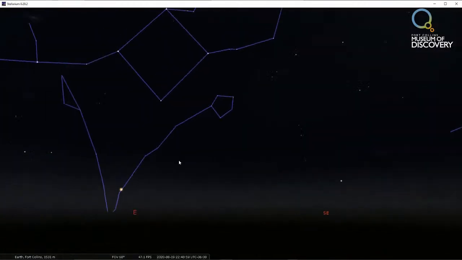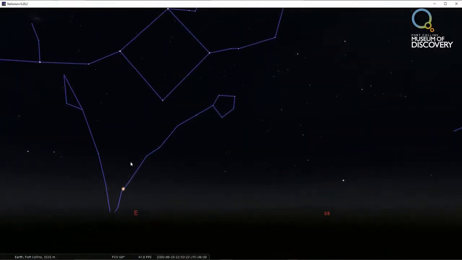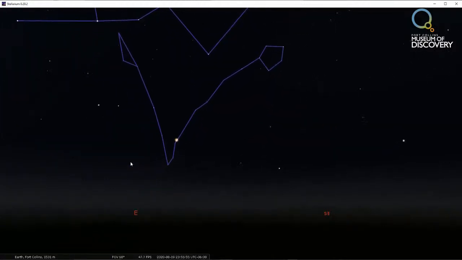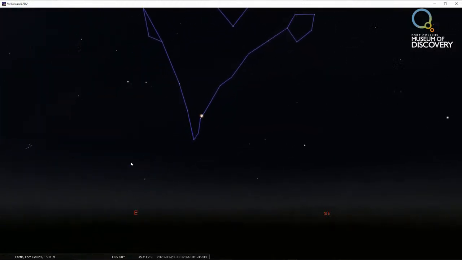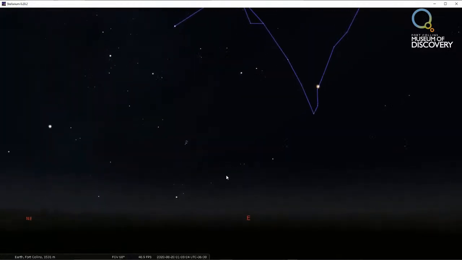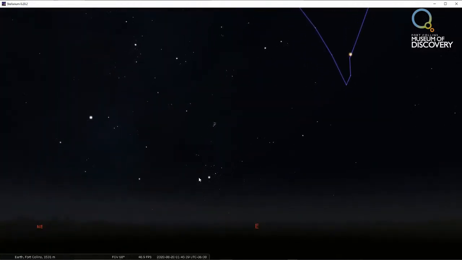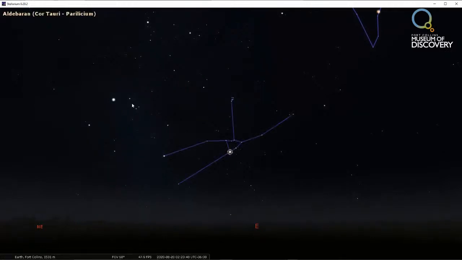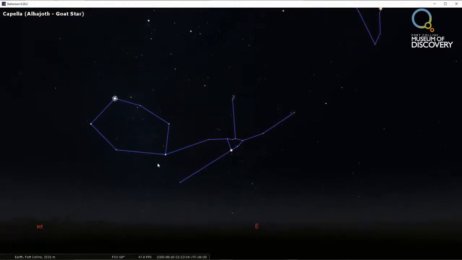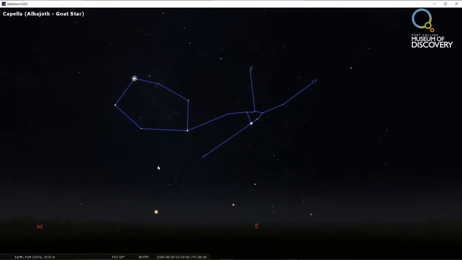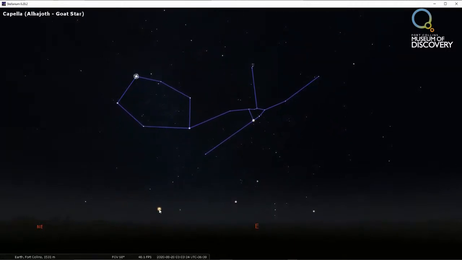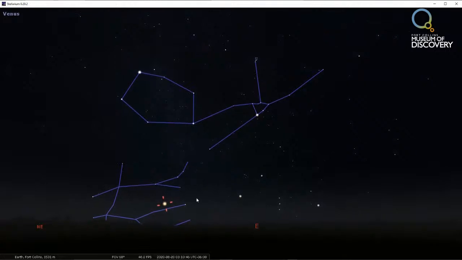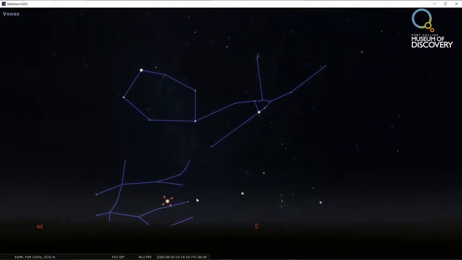Moving back to the eastern horizon, let's go ahead and move time forward a little bit farther. And we will see the last planet that we're able to see in the evening skies. Let's look to the northeast here. Oops, no, sorry. There it is. And this planet is the bright planet Venus, located in the constellation of Gemini, or the Twins.